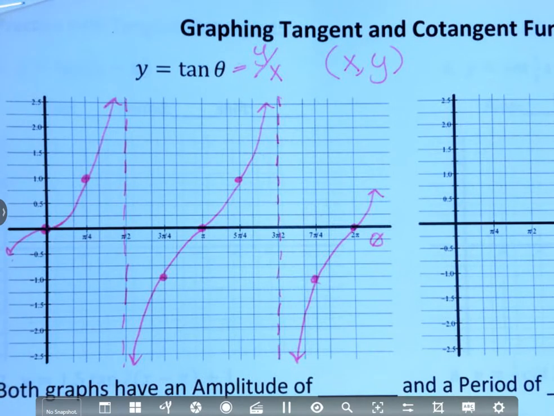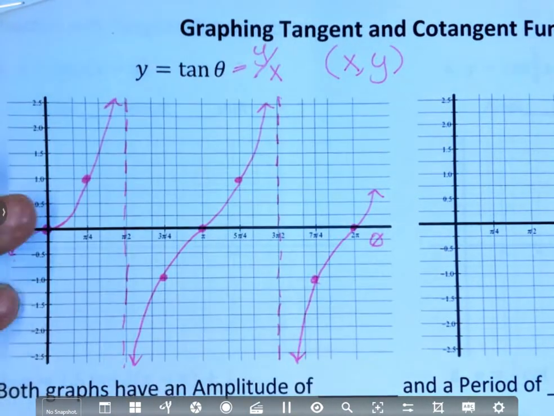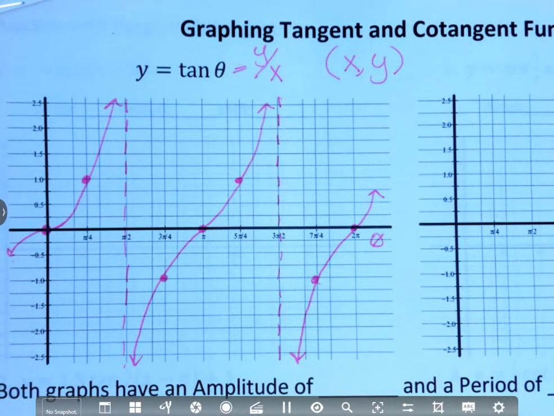Craig. Okay. Got to fill up the whole graph. Go from 0 to 2 pi. Little arrows to tell me what's going to keep happening on the ends of that. Arrows at the ends of each section.